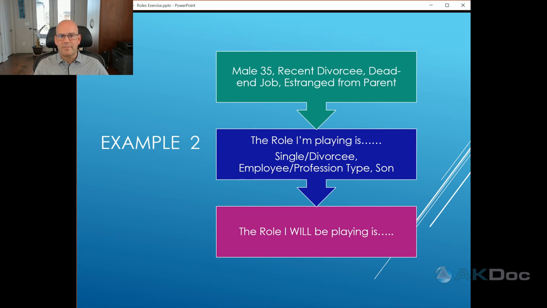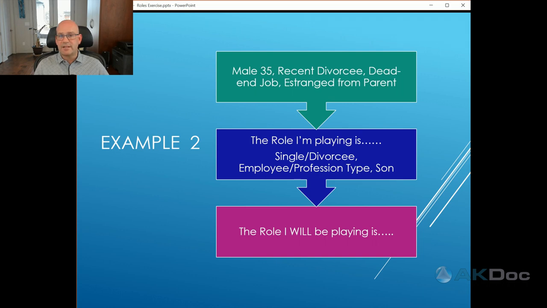So example 2, we've got a male, 35, recent divorcee. He's in a dead-end job. He's estranged from a parent. So the roles in this case would be, he could do either, the role I'm playing is the single man or the divorcee. The role I'm playing is the employee or the profession. So let's say he's an engineer. The role I'm playing is the engineer, the mechanical engineer who works for whatever university. And then the role he also has is, the role I'm playing is the son that blank. And so that's how we would write it.